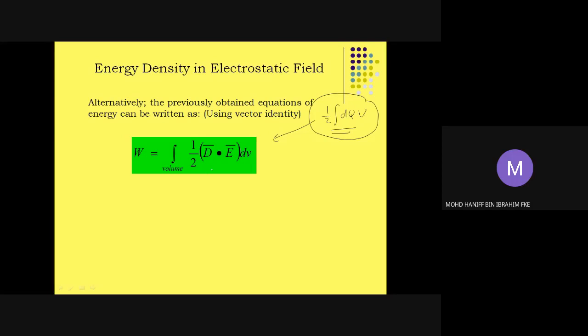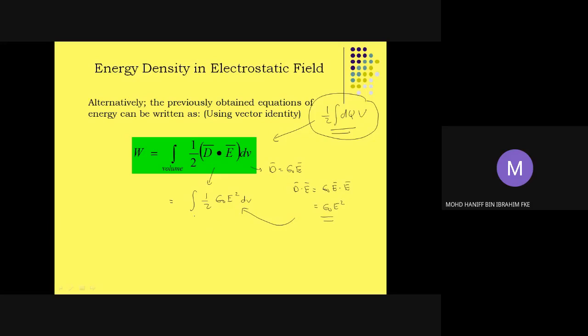Because from this equation, we can further write this as the integration of half epsilon naught E squared dV. Because we know that D equals epsilon naught times the E field. So when we have D dot E, it becomes epsilon naught E dot product with the E field, and we have epsilon naught E squared. So we have only this equation, in which the vectors have been changed into a scalar only.